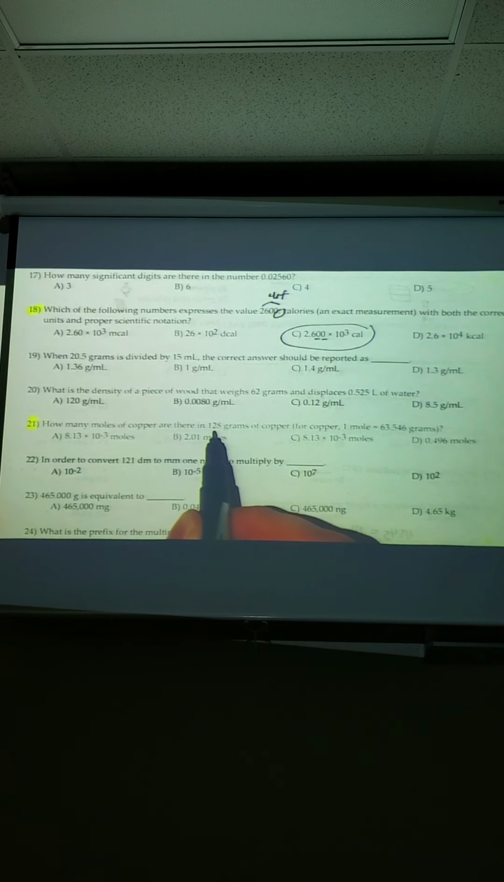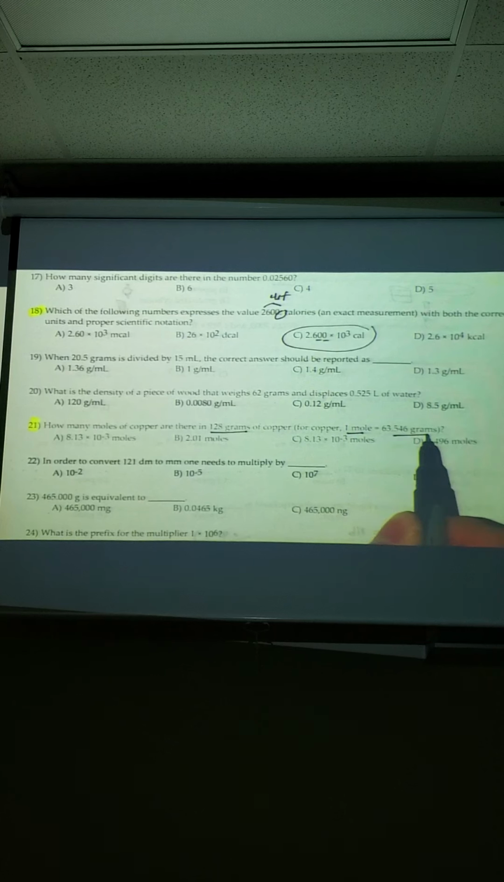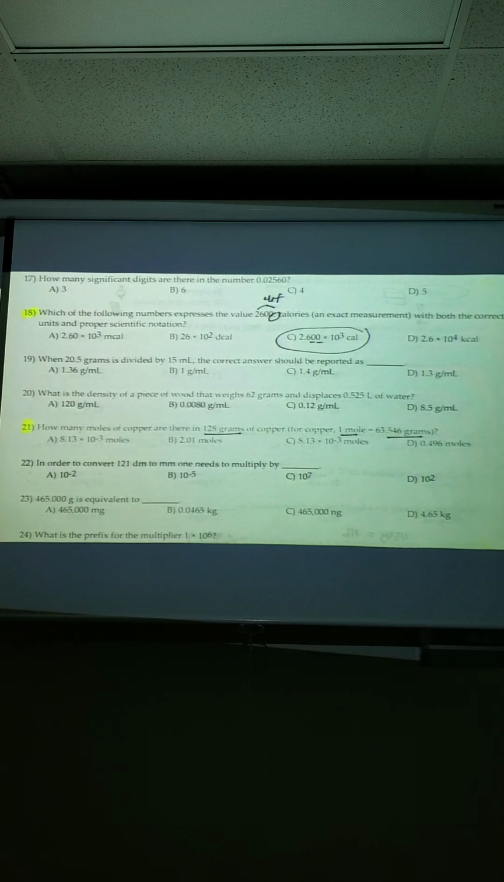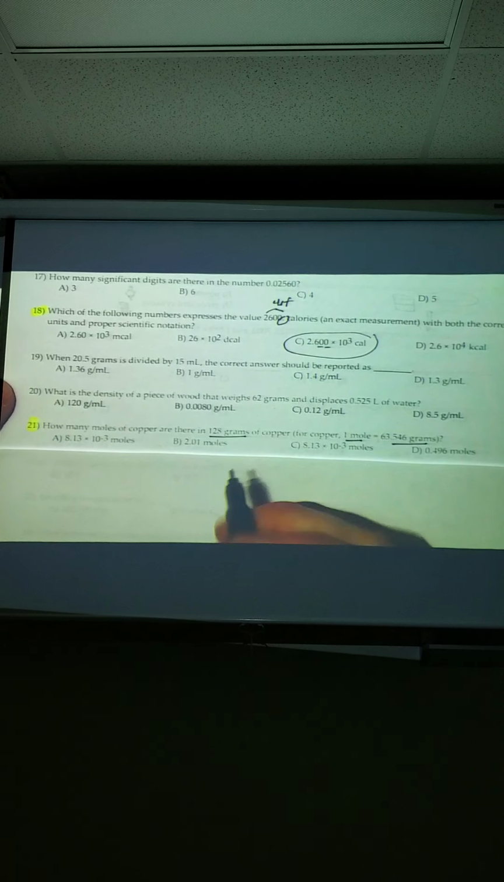So here you take your 128 grams. You have a conversion between moles and grams. You just need to make grams cancel. So if we have 128 grams, make sure that cancels on the bottom. So this is grams of copper. So make sure grams of copper cancel on the bottom.